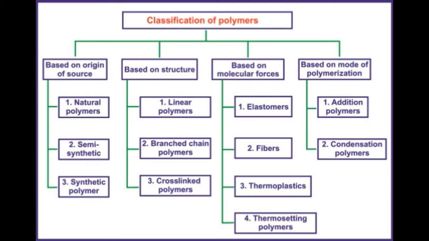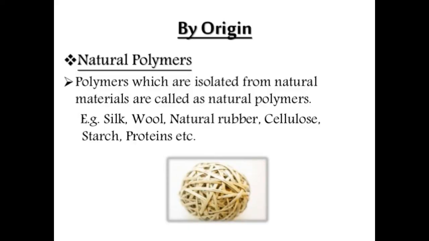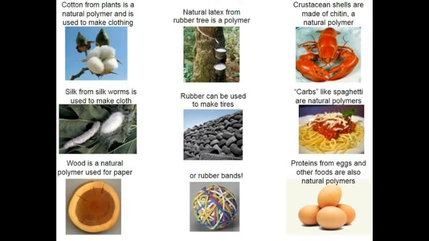Now let's begin with the polymers obtained from different sources of origin. 3 different sources we have discussed: natural, synthetic and semi-synthetic. So natural polymers are generally examples. We can take natural rubber, which we extract as gum from the tree, shellac, starch, cellulose, proteins, right? All these things we get naturally.